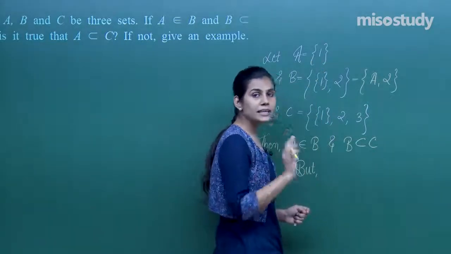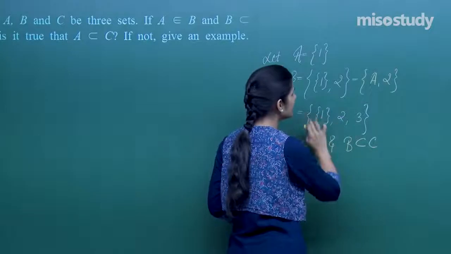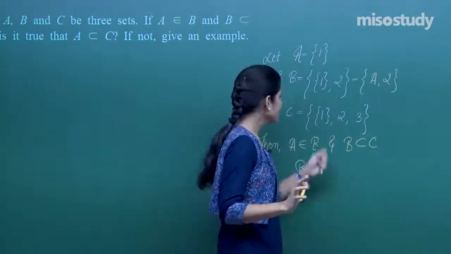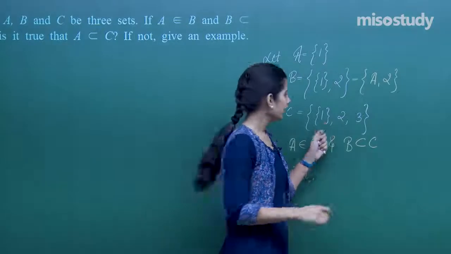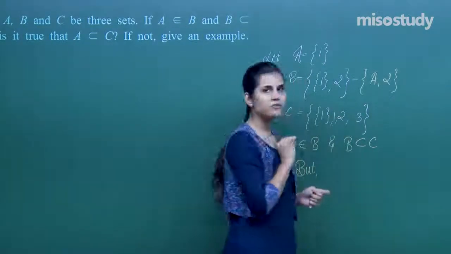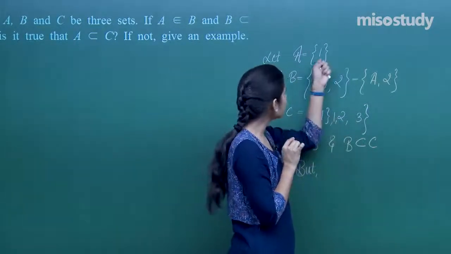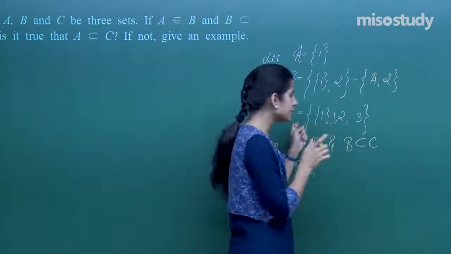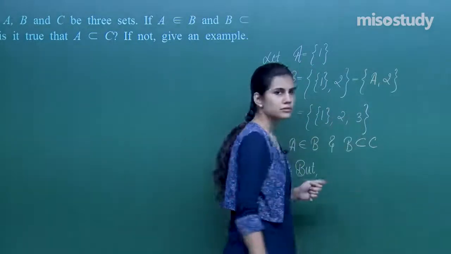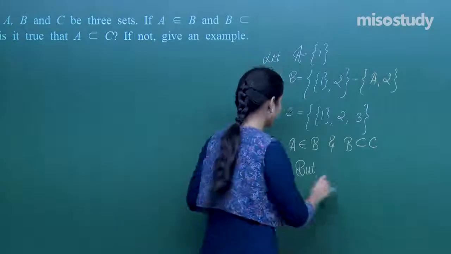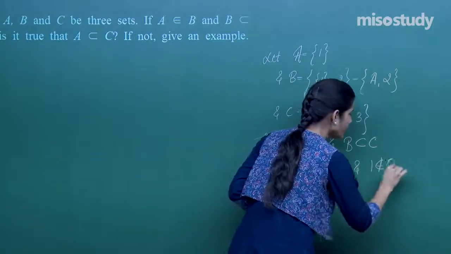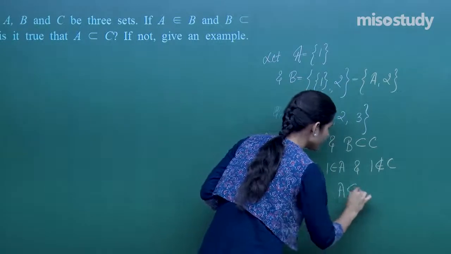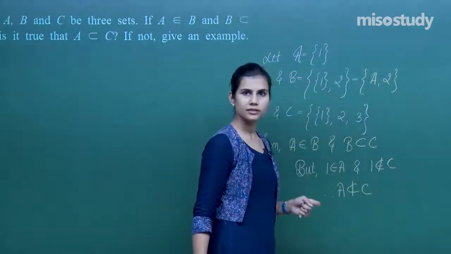The only element in A is 1, but 1 as an element is not in C. Singleton 1 is a complete set, it is not an element. If something like this would have been there, then I would have said 1 is an element in A and 1 is an element in C. But this 1 as an element is not in C. But 1 belongs to A and 1 does not belong to C. Therefore, A is not contained in C.